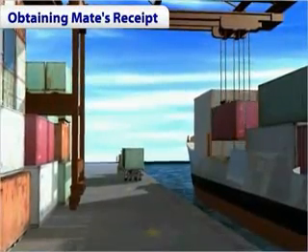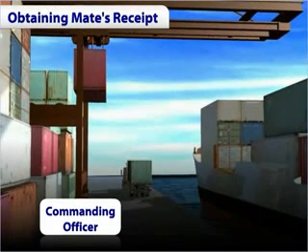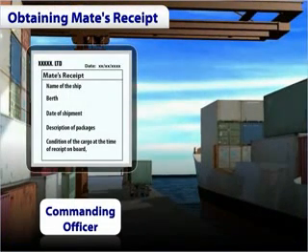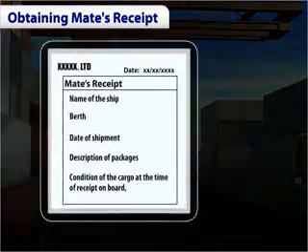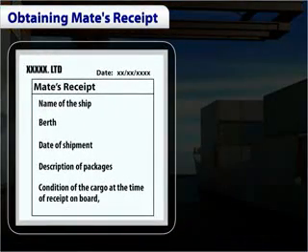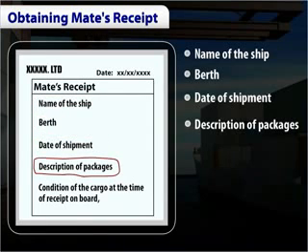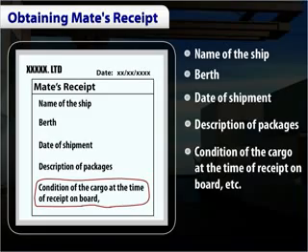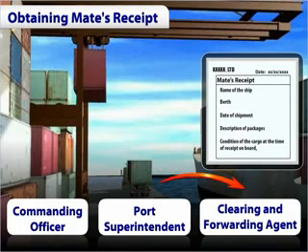Obtaining mate's receipt. When the cargo is loaded on board, the commanding officer of the ship issues a mate's receipt to the port superintendent. Mate's receipt contains information about the name of the ship, berth, date of shipment, description of packages, condition of the cargo at the time of receipt on board, etc. The port superintendent hands over this mate's receipt to the clearing and forwarding agent.